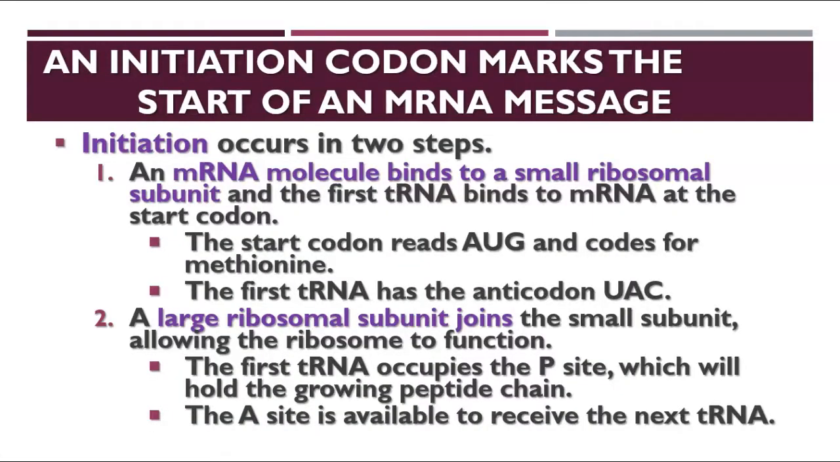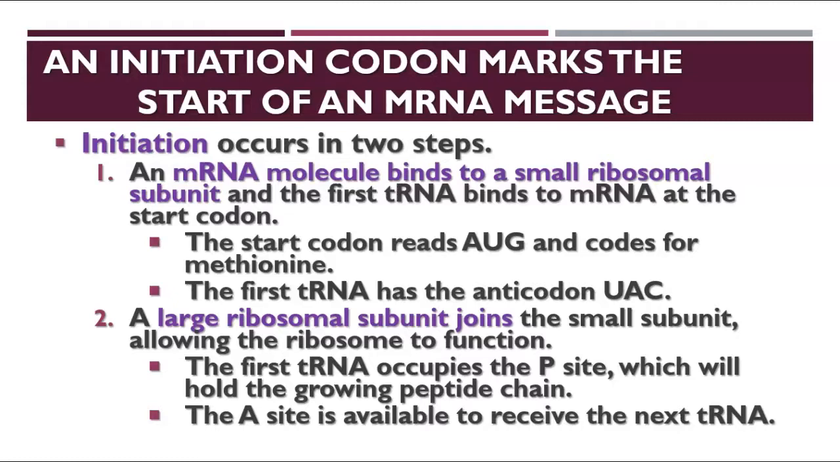So you see it happens pretty quickly, okay? So there are basically a couple of steps here in the translation process. The first part is called initiation, okay? And there are two steps that happen here. First of all, the messenger RNA attaches to the small ribosomal subunit, and the first transfer RNA binds to the messenger RNA at the start codon. Start codon is AUG, so the anticodon on the transfer RNA is going to be UAC, and the transfer RNA is also going to carry the amino acid methionine.